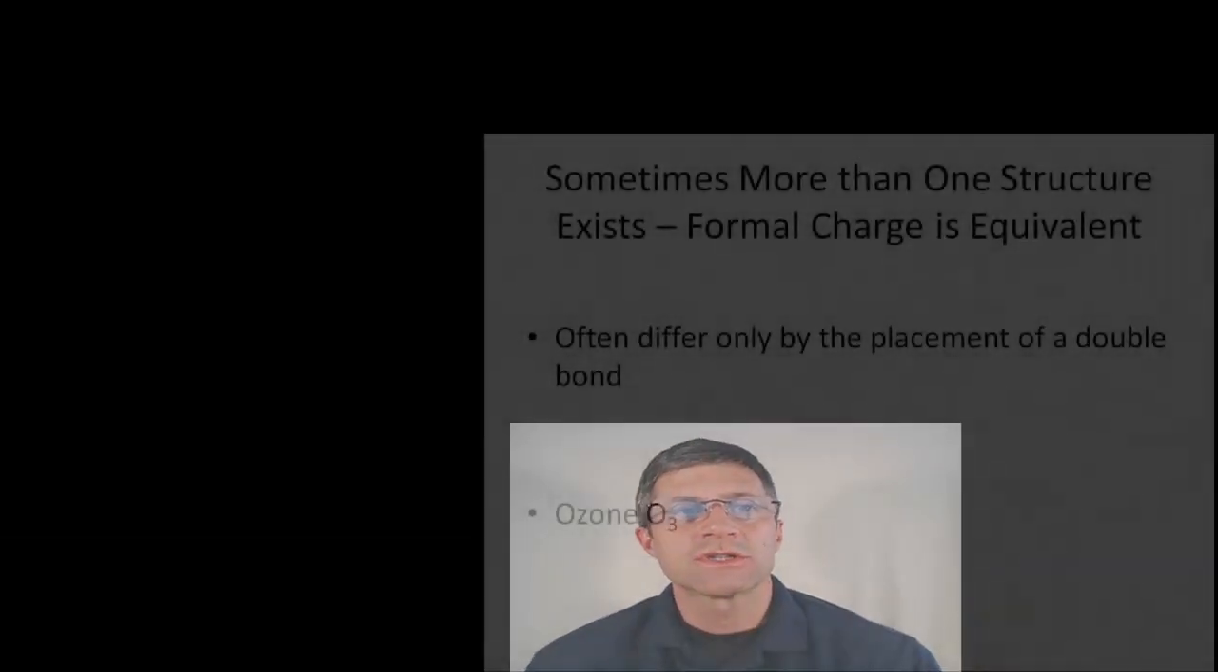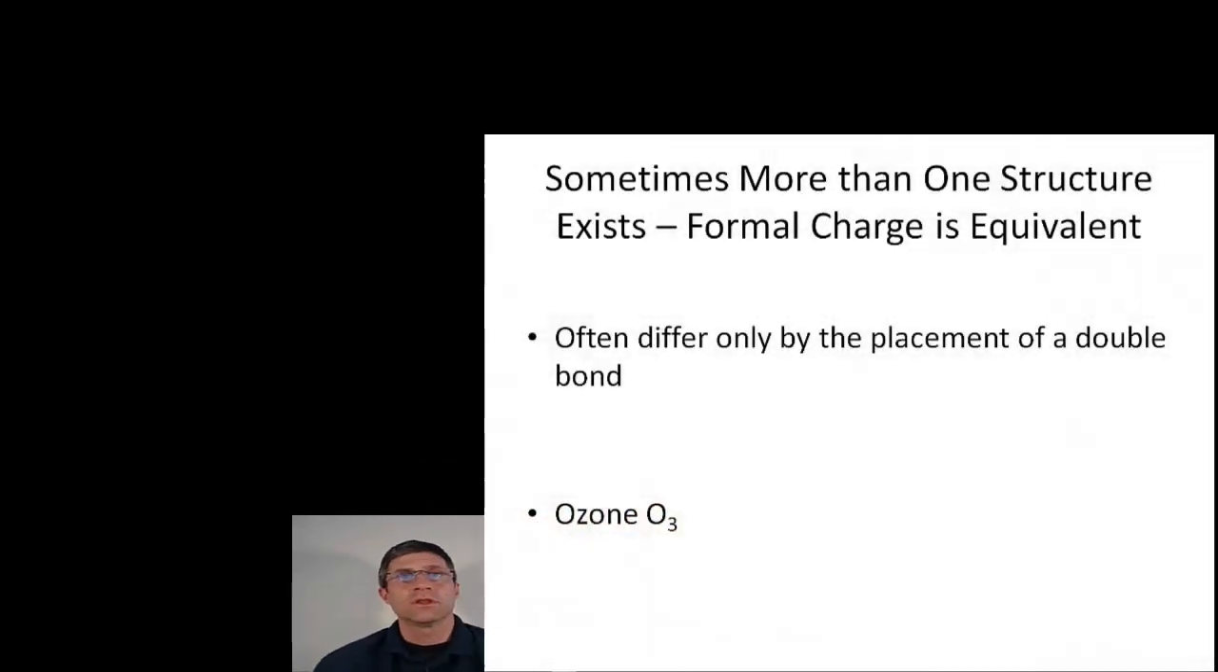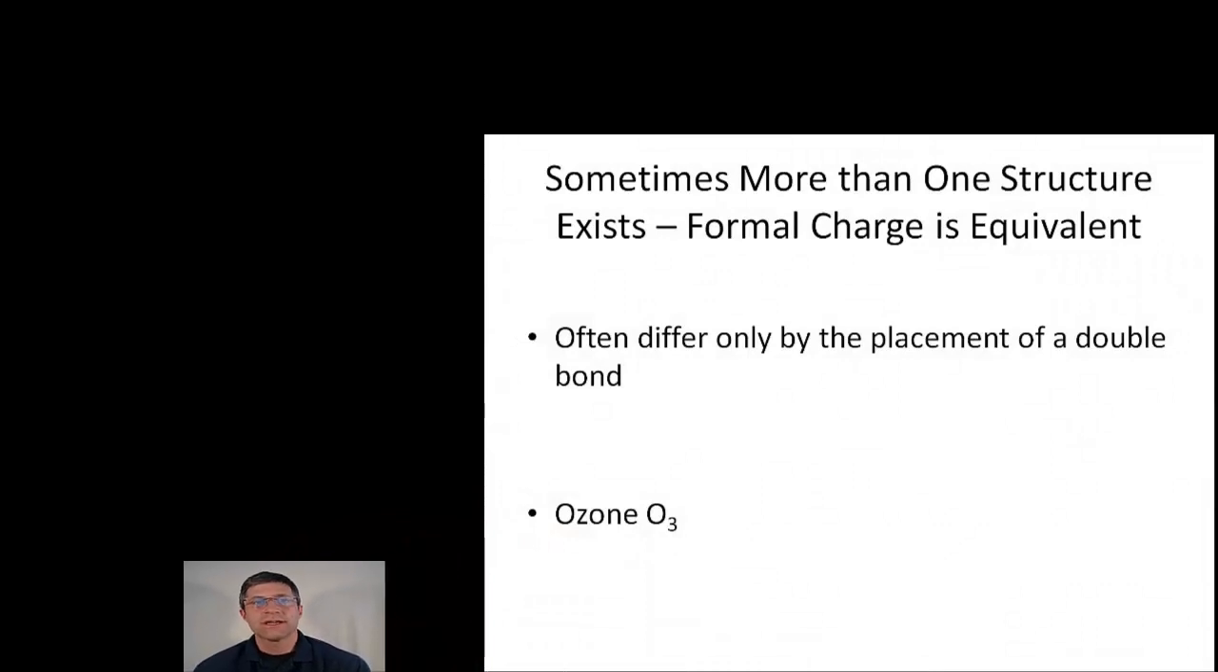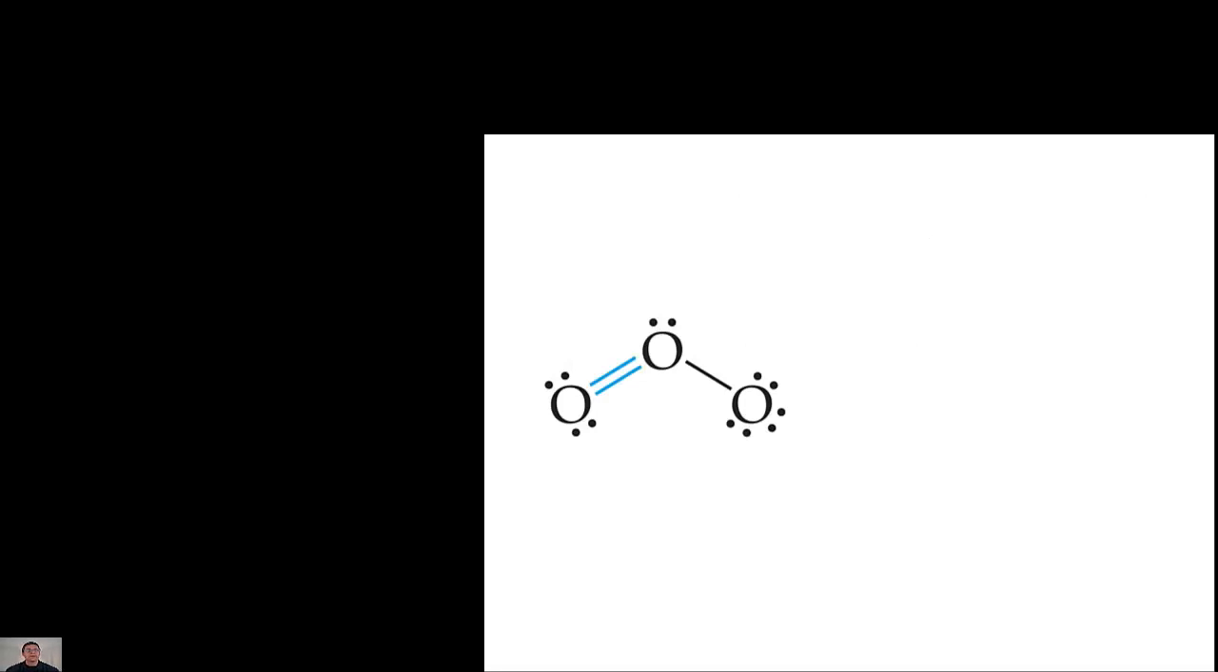Okay, and at times more than one Lewis structure exists that's perfectly valid, and the formal charge will be equivalent. And so we'll be left with two structures that can exist. Usually this only differs by the placement of a double bond. And one example of this is ozone, O3. If I draw a Lewis structure for ozone, I can write a Lewis structure that looks like this. So a perfectly valid Lewis structure, I end up having one oxygen double bonded to the central oxygen and one oxygen with a single bond to the central oxygen.